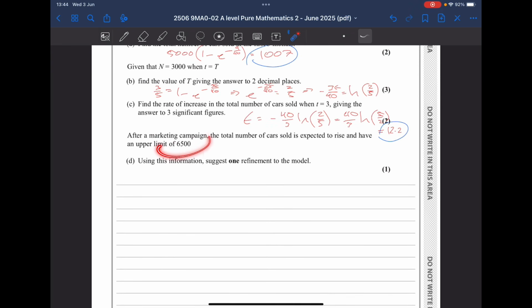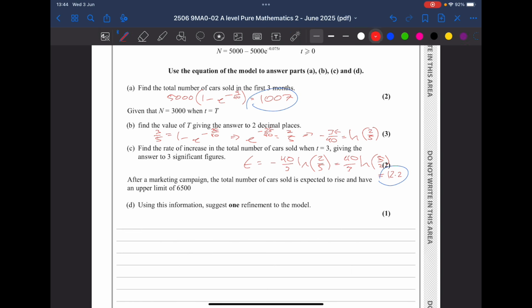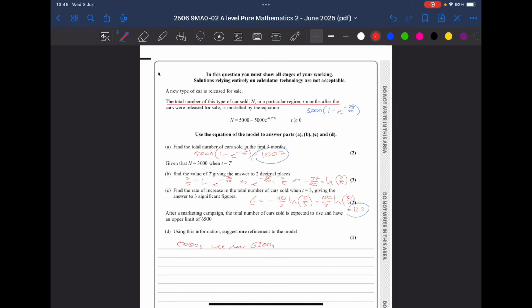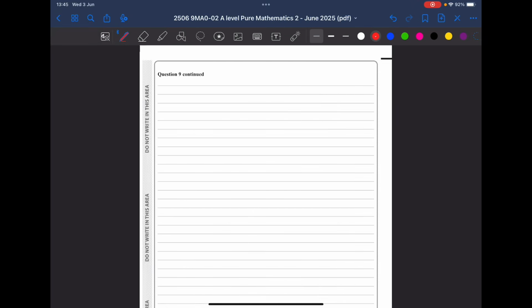We want to change that now to be 6,500. So all we're going to do is change the 5,000s to 6,500. If you think of it this way round, this is the theoretical maximum limit you could ever sell. So we just want to change that number to 6.5 grand. All looks good. Let's keep going.